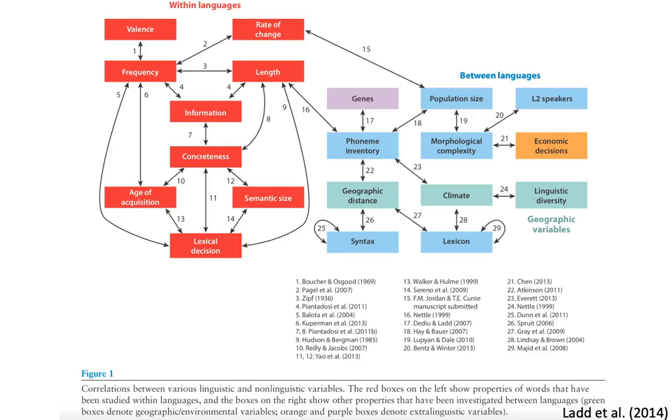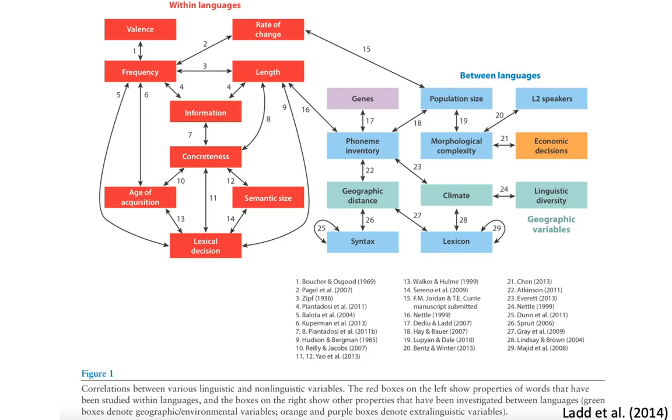As a last slide on explanations in typology, this is a figure on correlations between various linguistic and non-linguistic variables by Ladd et al. 2014. The red boxes show properties of words that have been studied within languages, and the boxes on the right are properties that have been studied between languages.